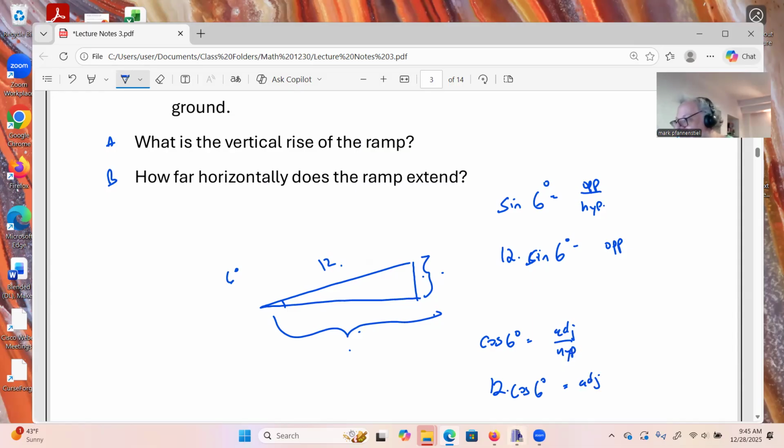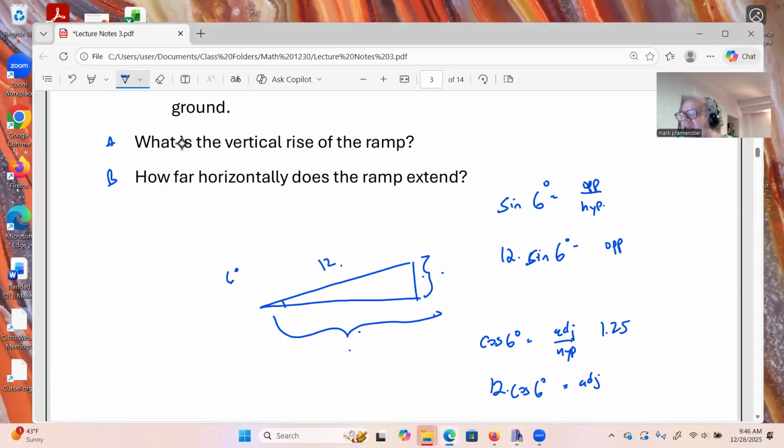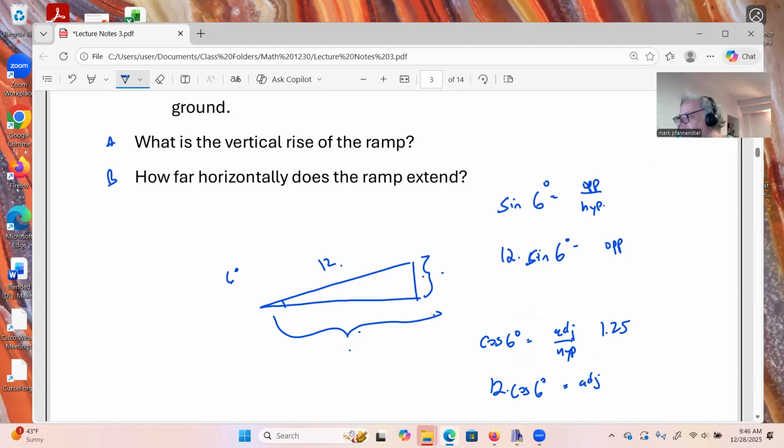And we're just going to go ahead and type this into our calculator. So we're going to say 12 times sine of 6 degrees. And there we go. We ended up with a total height of, again, we'll go with two decimal places, 1.25. And we're in feet. So it's 1.25 feet up above.